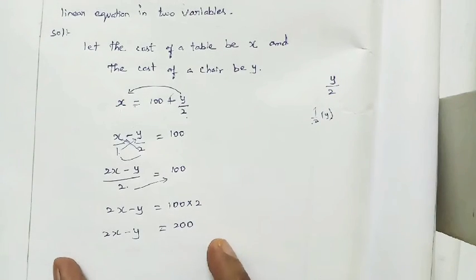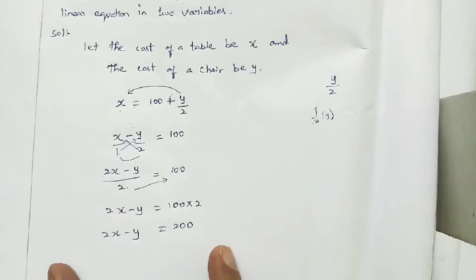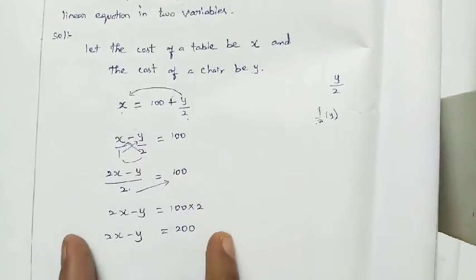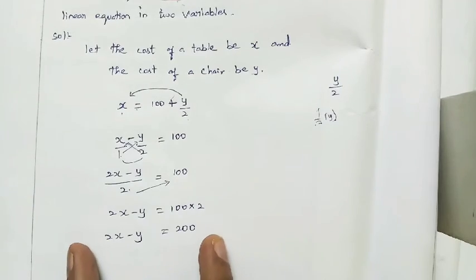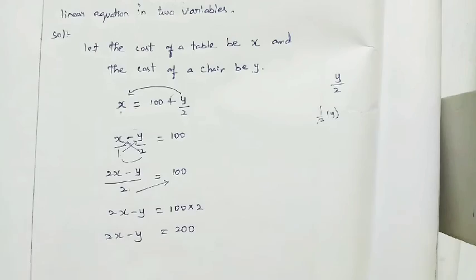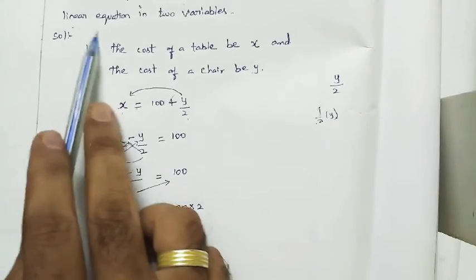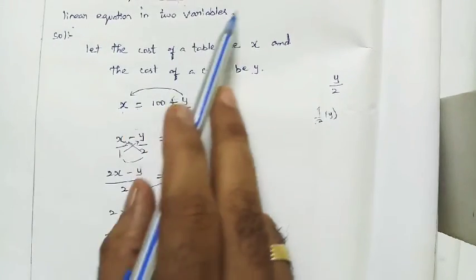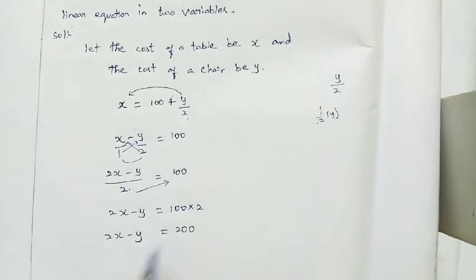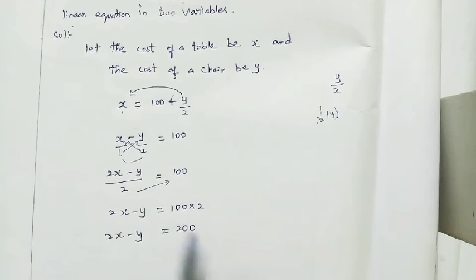This is the required linear equation in two variables, by the condition we have framed after simplification. This is the standard form. I have written it in standard form: 2x minus y is equal to 200. They ask you only to form the linear equation in two variables. Suppose they ask you to draw the graph for this equation, what do we have to do? We have to find three solutions for this equation.